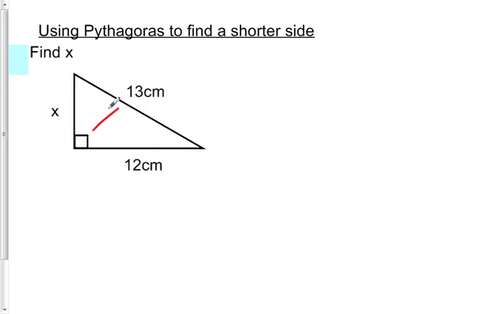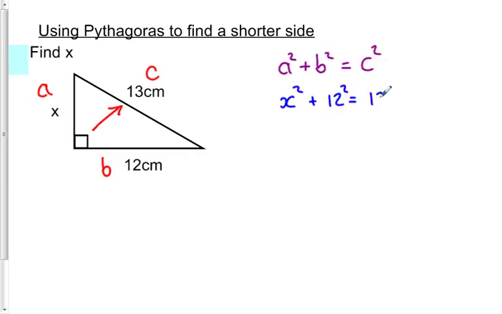Here's our right angle, which makes the 13 our C. And as you can see, we've been given the hypotenuse. Now it doesn't matter which way around I label the other two, it can be A or B. My personal preference is to label the unknown A, but you don't have to do that. Now, we can put this into our formula. We currently have a squared plus b squared equals c squared, our regular Pythagoras formula. When we insert our numbers, we get that x squared plus 12 squared is equal to 13 squared.